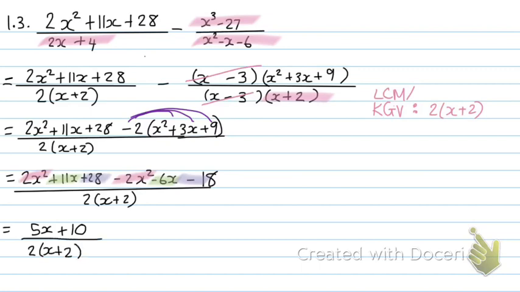Now at the top I can factorize again. So I'm taking out a 5. And then I'm left with x plus 2. And below the line 2 and in brackets x plus 2. Then I can cancel out the brackets and I'm left with 5 over 2.